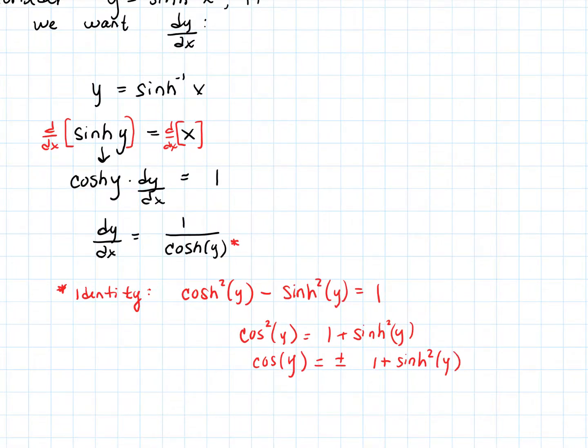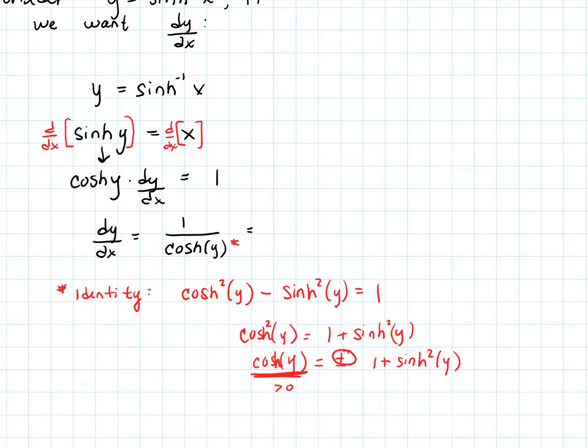squared of y. But hyperbolic cosine, whoops, I lost my h. Let's get my h in there. Hyperbolic cosine of y is always greater than 0. It's actually always greater than 1, but it is greater than 0. So we know that this has to be just the positive root.